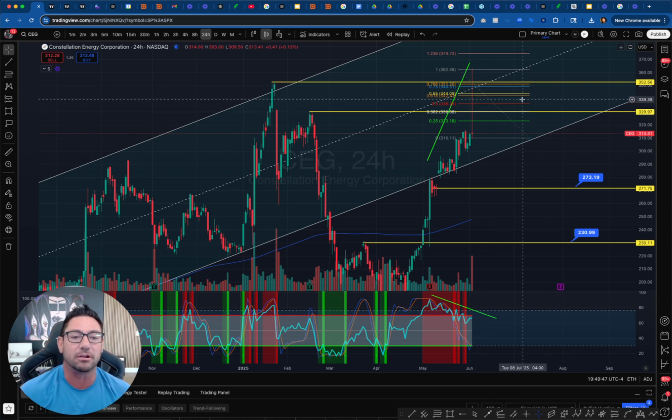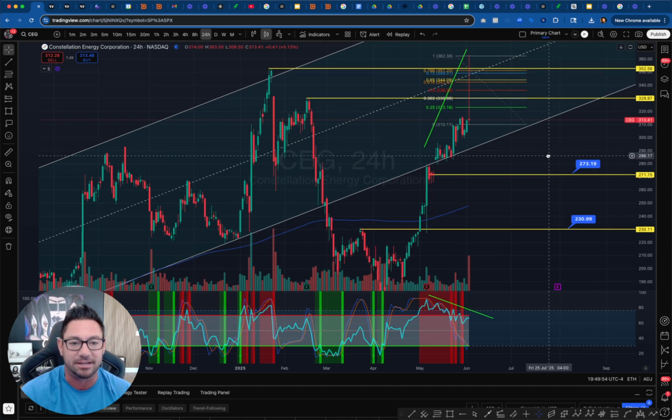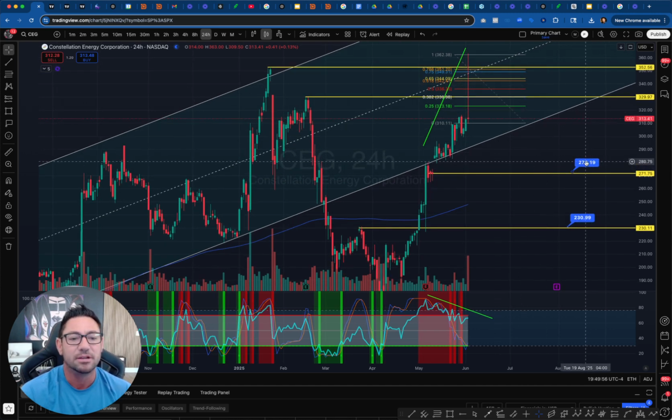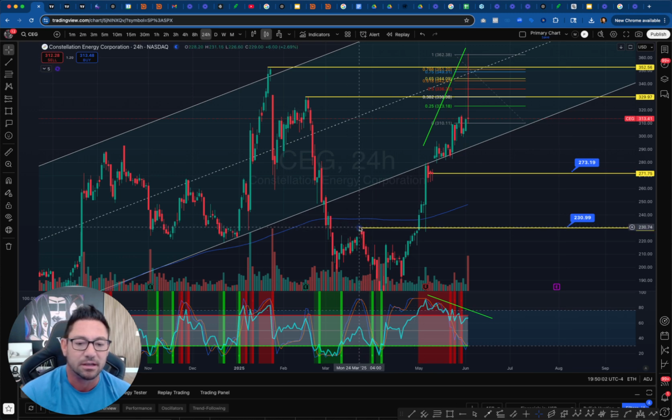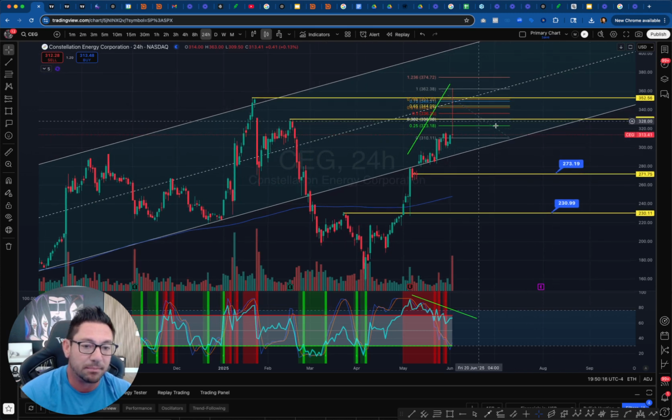And then what are my targets going to be? My target one is going to be this 273.19. Okay, that will be target one. And then target two would be 230.99, right? This previous pivot top where you can see this came back retraced too. And again, this is a swing trade, so I see myself being in this a few weeks, potentially a couple of months. And like I said, I'm prepared to add if I need to as it goes higher.